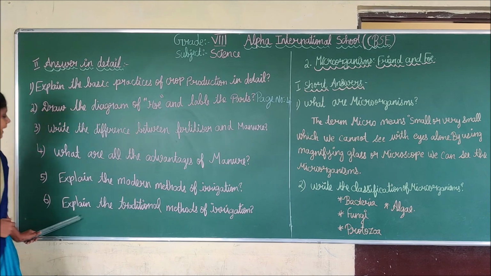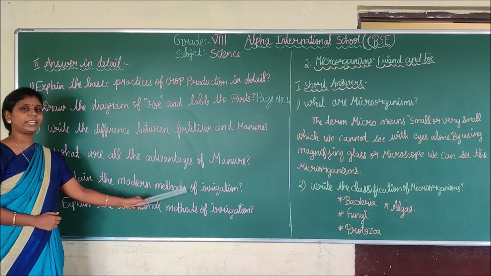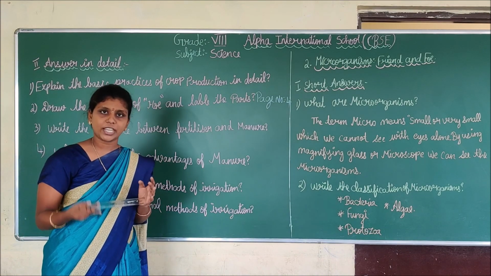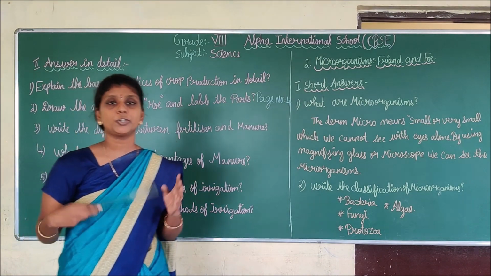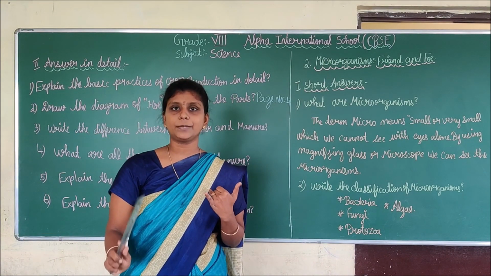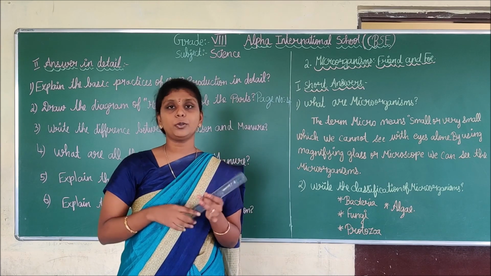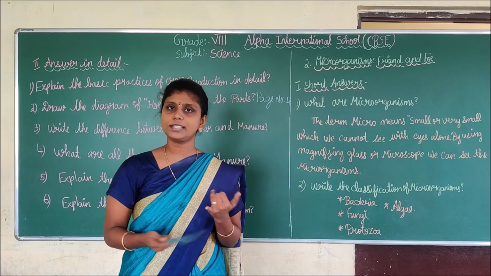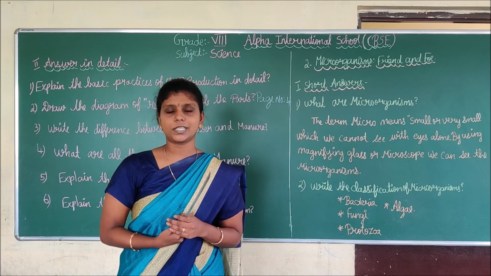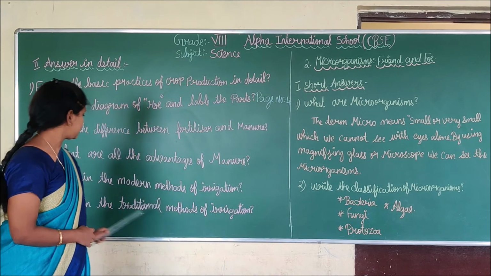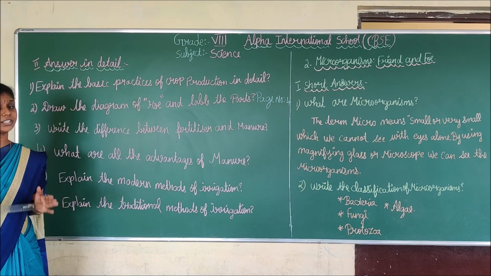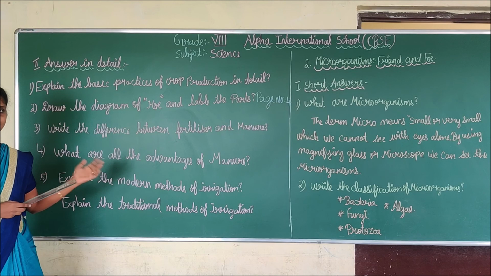Last, explain the traditional methods of irrigation. What are the traditional methods? Yes, pulley system, chain system and lever system. You should write what the pulley system is and what the steps are, and you can also draw the pulley system. If it is possible, you can draw the pulley system, chain system or lever system. Likewise, you should define these three traditional methods of irrigation. Do you understand, students? Do you understand all the 3 marks and 5 marks of the lesson?